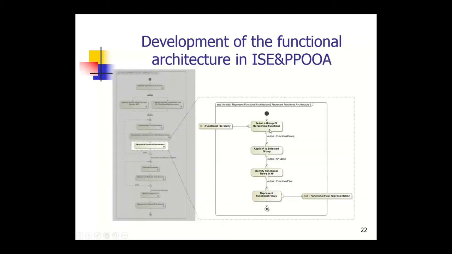Here is how we develop, more specifically, the functional architecture. We develop the hierarchy. In the hierarchy, we identify a group of related functions, and we apply the N-squared chart. From the N-squared chart, we identify the functional flows, because in the N-squared chart, we identify dependencies between functions. For example, a function sends an output that is used as an input by the next function. This sequence is identified in the N-squared chart.